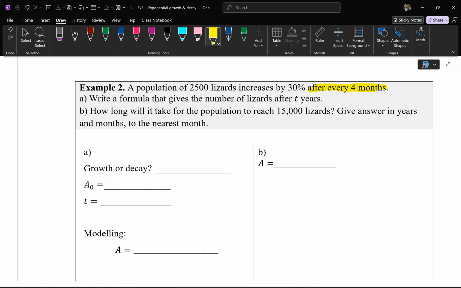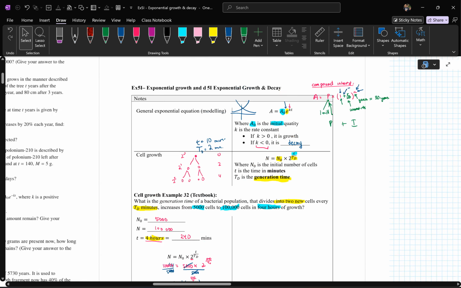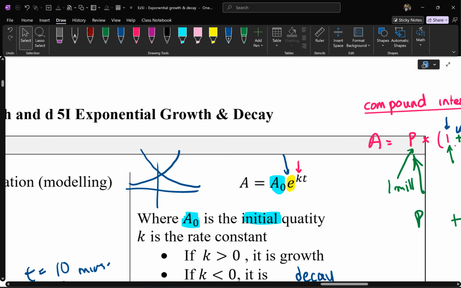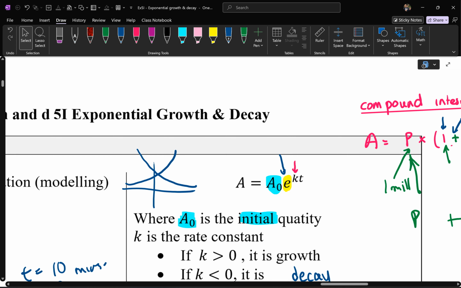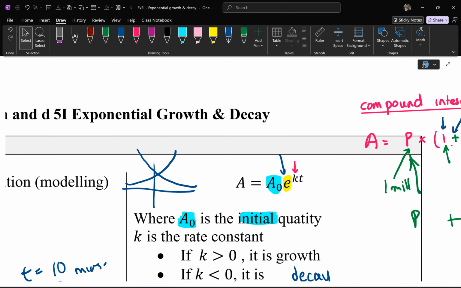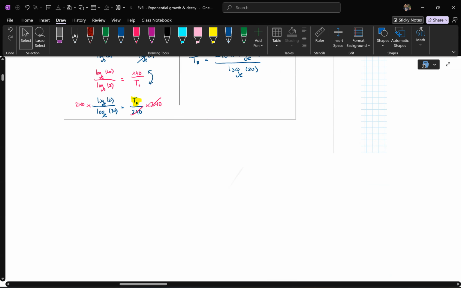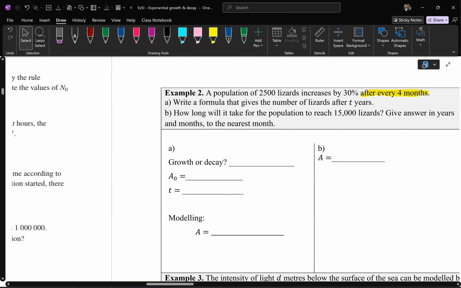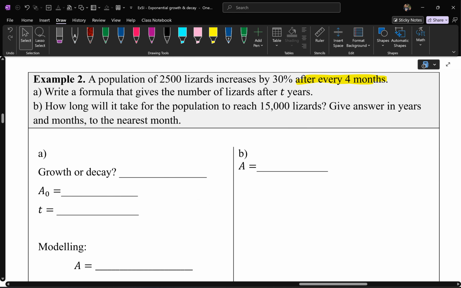So I'm going to pause the video. I'm going to get you to think, what is the model? Because I gave you a general model. Here's the general model. A, the total amount, is equal to your initial amount times your base to the power of KT. Can you try to model that example? I'll give you, let's say, 3 minutes.